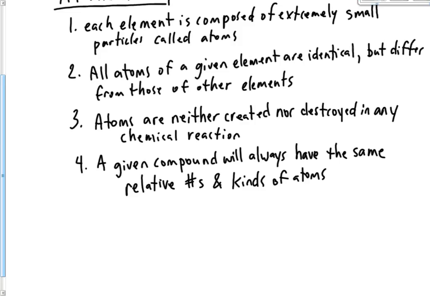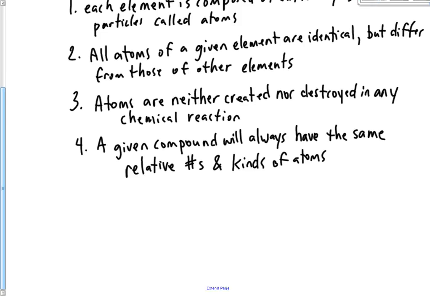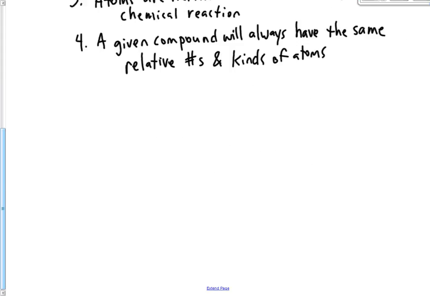Number three, atoms are neither created nor destroyed. That is the law of conservation of mass. Lavoisier came up with that. And then number four, a given compound will always have the same relative numbers and kinds of atoms. That's Proust, law of constant composition. So he took all of these ideas and formed them into one atomic theory. So it's not like he did all the work. He just recognized all the information and was able to put it together.